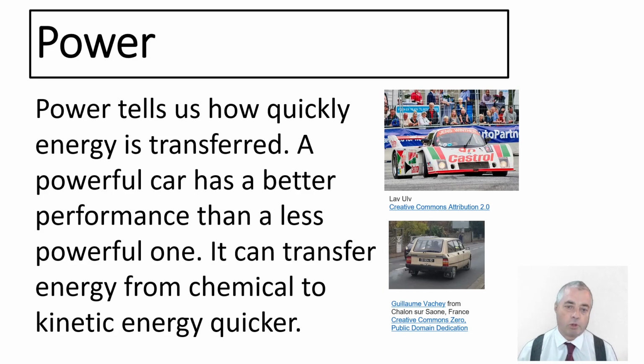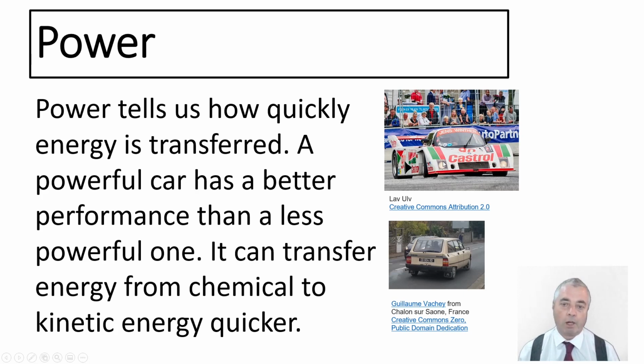Now let's move on. We've talked about work. Let's have a look at power. So what is power? Well, power is about how quickly energy is transferred from one form to another. And if energy is transferred quickly, that's a high power. And if energy is transferred slowly, that's low power. And that explains why a more powerful car, like this sports car here, has a much better performance. It will have a higher top speed and a better acceleration than this rather old and feeble-looking car here.